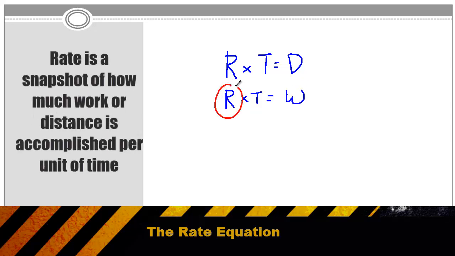Your rate is simply a snapshot of how much work or distance gets accomplished for every unit of time that you're measuring. So when you say you drive your car at 60 miles per hour, that's your rate. And that simply means that every hour at that speed you would travel 60 miles.